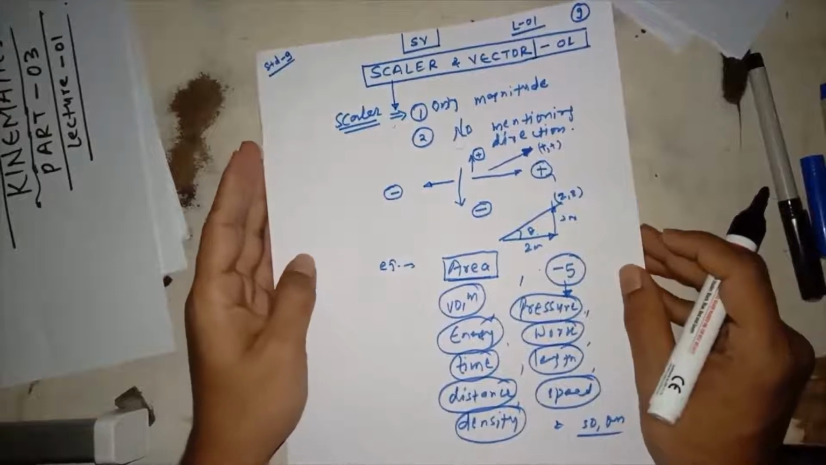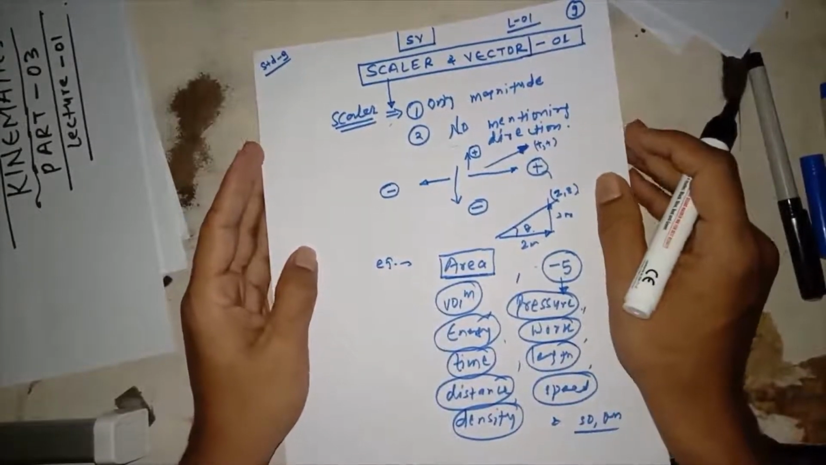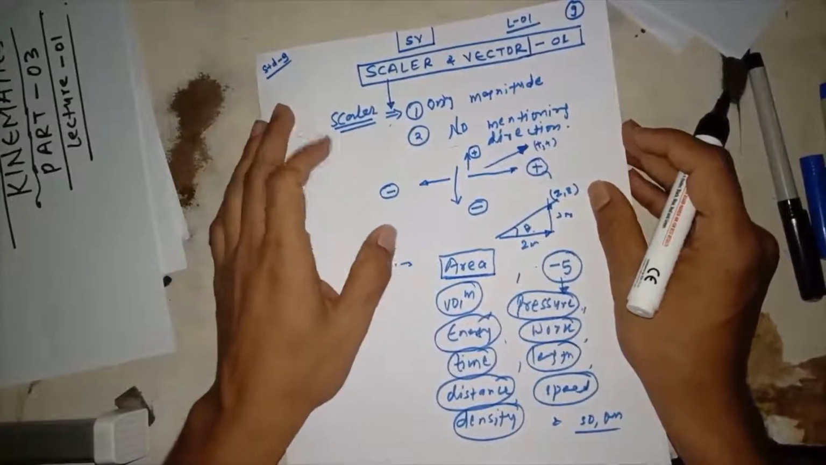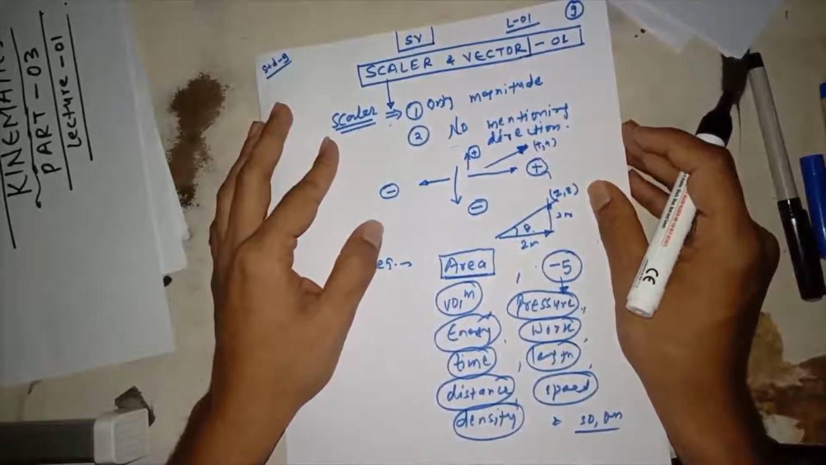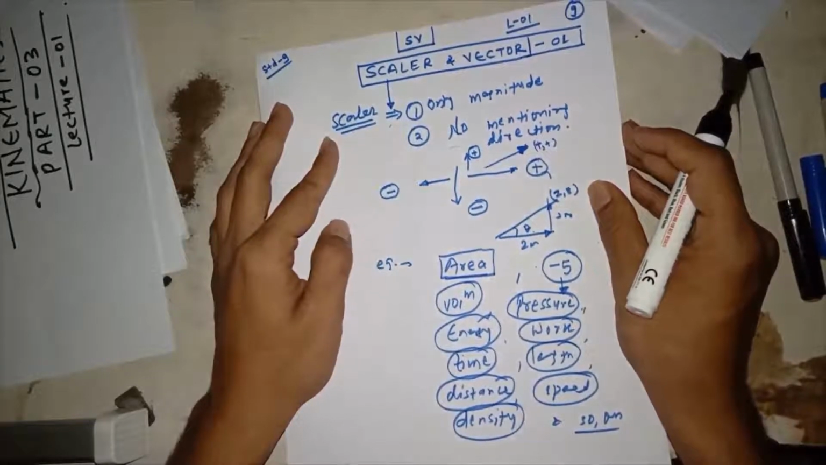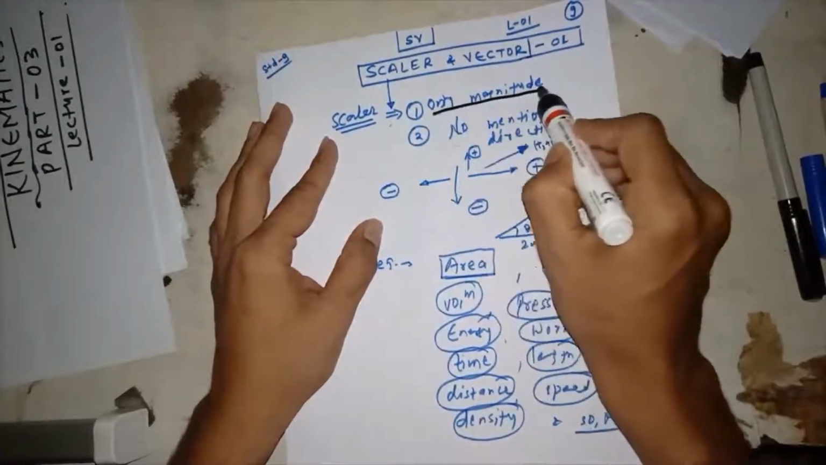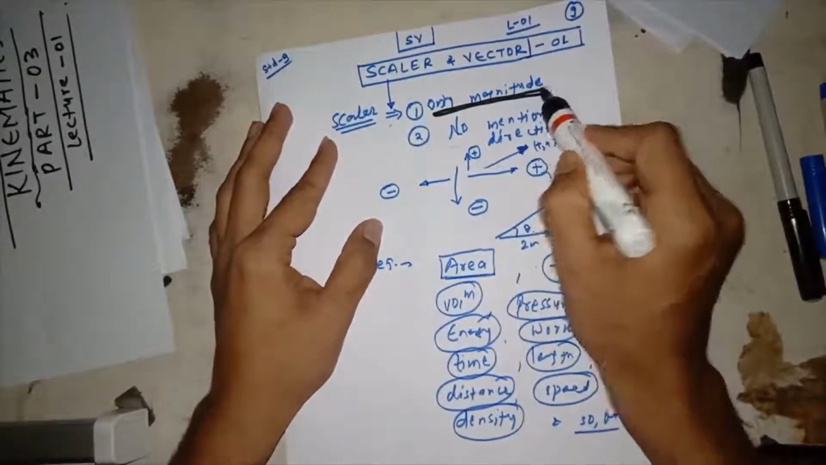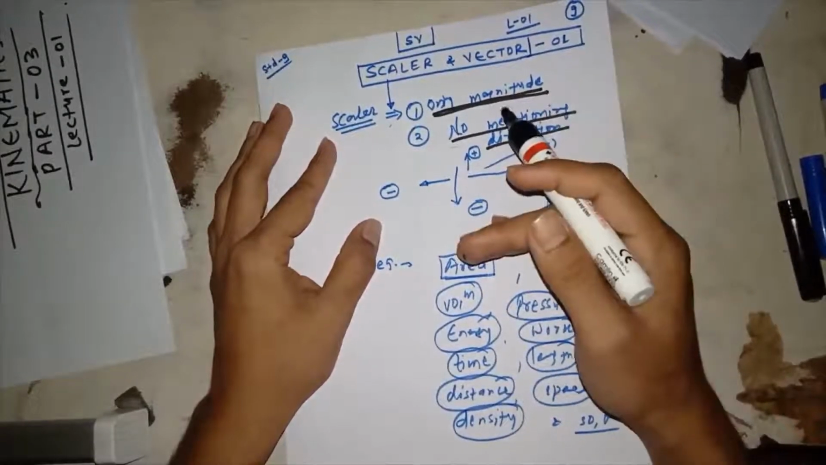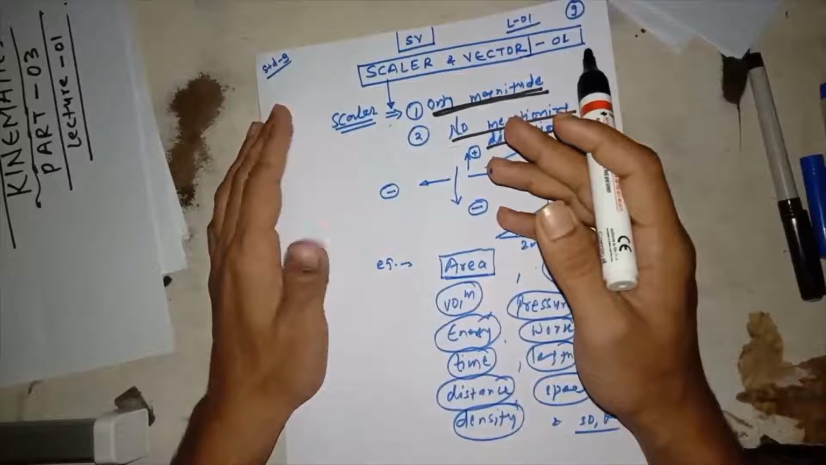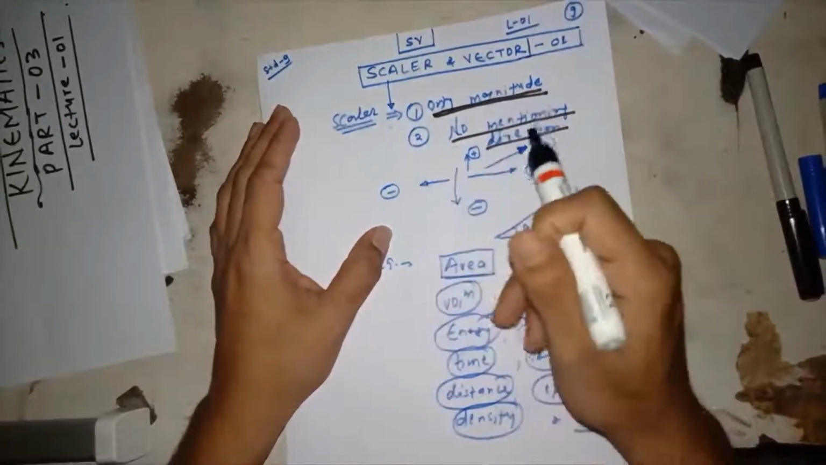Now in this lecture we will study about scalar and vector. So what is scalar and vector? This is my first question. What is scalar? Scalar is the physical quantities which have only magnitude and no direction. In this quantity we only care about magnitude. We don't care about direction, whether it is in x direction, whether it is in north and west, whether it is in south direction. This doesn't make any sense for scalar quantity.